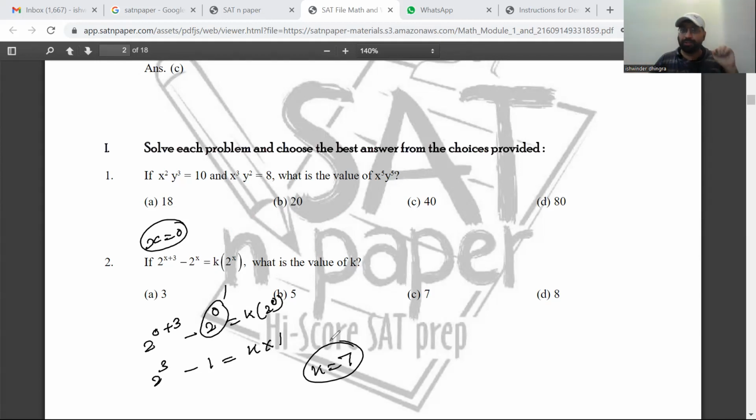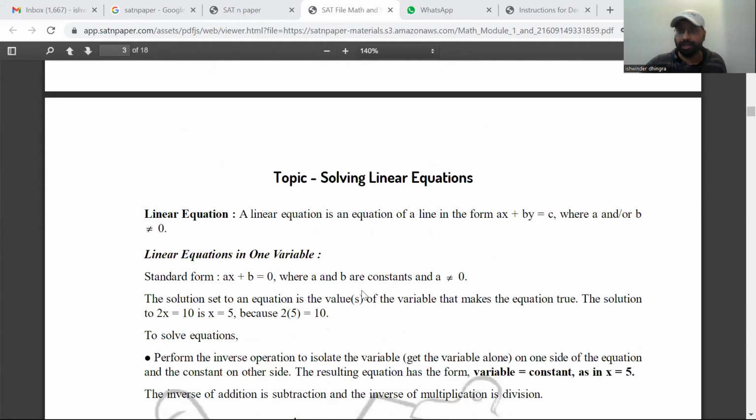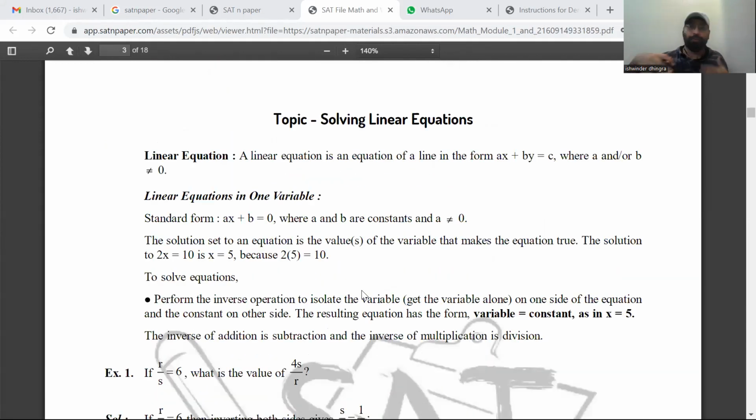Great. So let's proceed further. Let's quickly proceed further. Great. Linear equation. Very easy topic. And I am sure you might be knowing this topic because it's an easy topic, right? But you should not take it lightly. It's easy but you should not take it lightly, right?